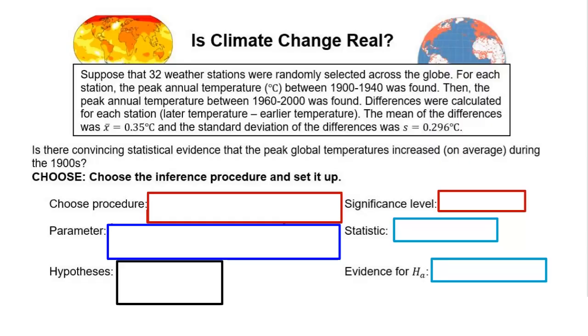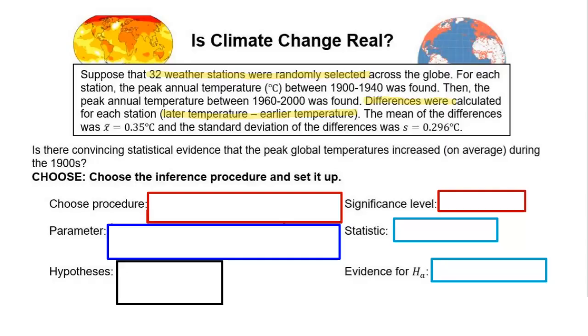There were a couple of clues up in this text to help you figure out the name of the procedure that we are going to use. How many samples were taken? 1. 32 weather stations were randomly selected. So the sample is these 32 weather stations. What was collected from these weather stations? 2 peak temperatures. One from like 1960 to 2000, whatever's the highest, and then another one from 1900 to 1940.